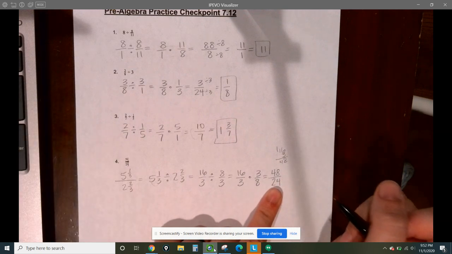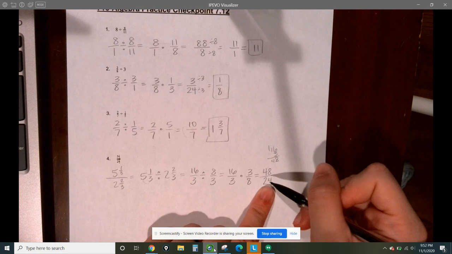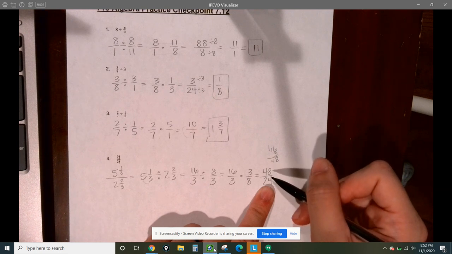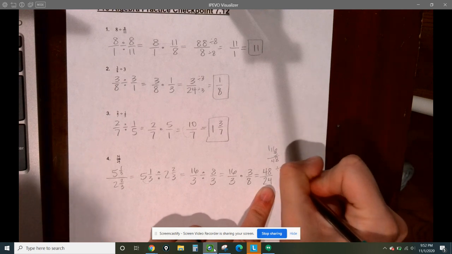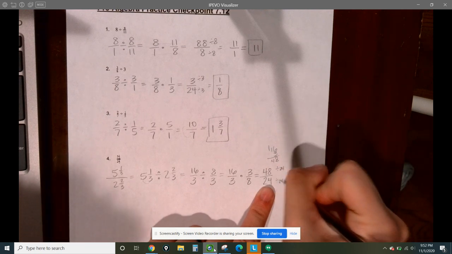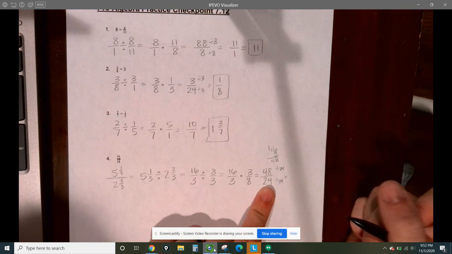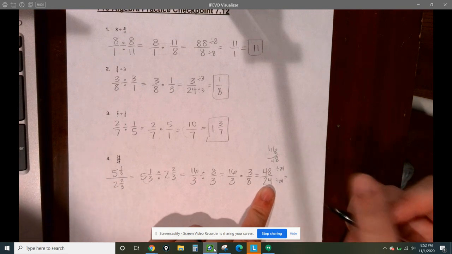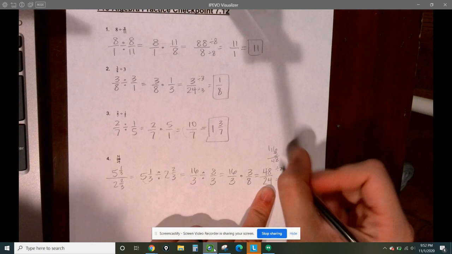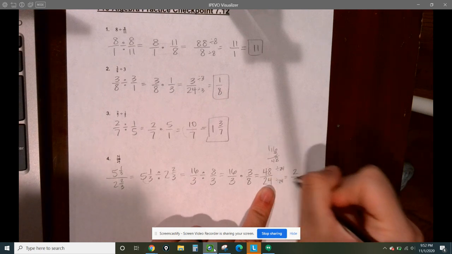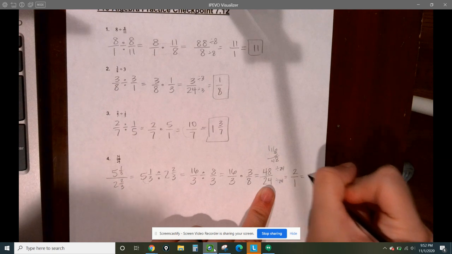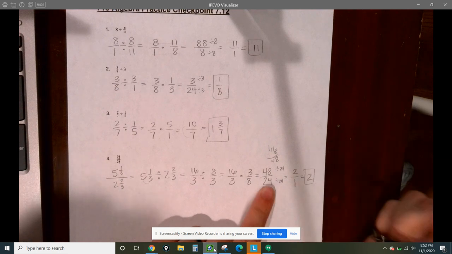So you can reduce this a lot of ways. I can tell 2 goes into it because it's even. I know 3 goes in there. Looks like 8 goes into those. But you know what else goes into these? 24. So I'm going to divide the top and bottom by 24. And it's not wrong if you would have divided by 2 and then divided by 3. You would have just had to do a lot of steps. So 48 divided by 24 is 2. 24 divided by 24 is 1. So my final answer here is just 2.